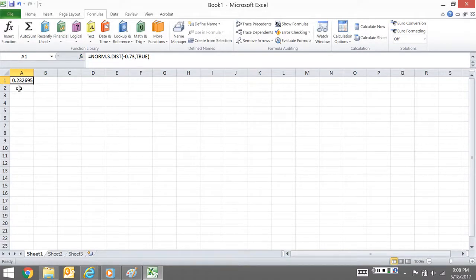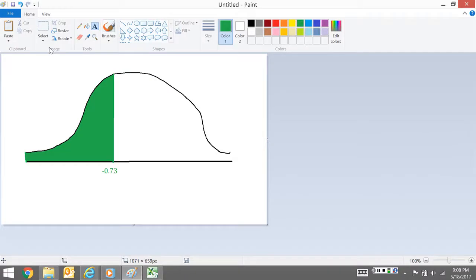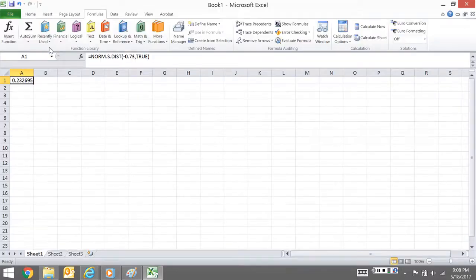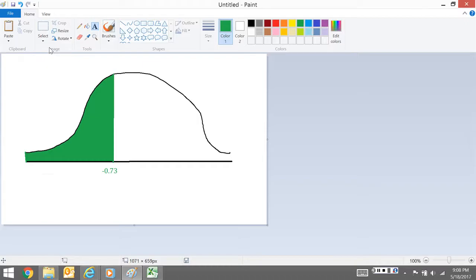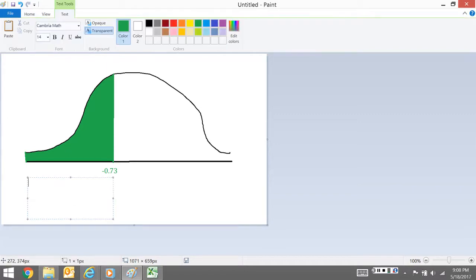So then my area is 0.2327, about 23%. That's the percentage that I'm going to have a value less than this. That's the area under this curve, this 0.2327. We always round to four decimal places. If I was going to write this out, I would write: this is the area where z is less than negative 0.73 equals 0.2327. And you just have to remember that Excel is always going to give you the value to the left.